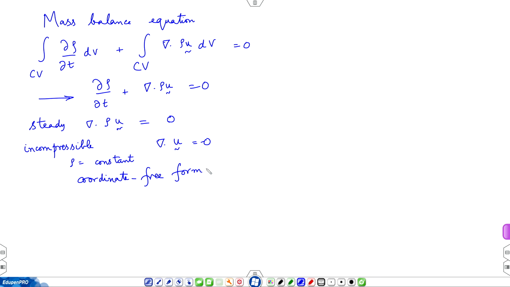What did I say? Coordinate free form. If you have to use analytical tools for solving that equation, that's a differential equation. Then you have to express it in a certain coordinate system, either Cartesian or cylindrical, spherical. These are coordinate systems generally we are familiar with.